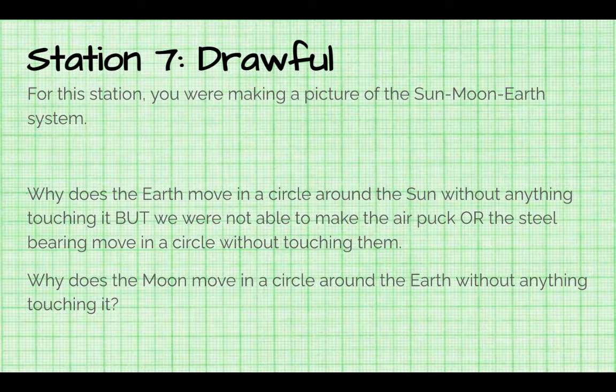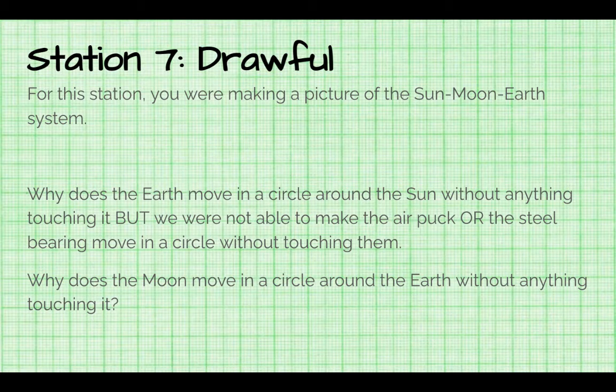For this one, Drawful, you were making a picture of the sun, moon, earth system, with the idea that the moon and the earth move in circles. So why does the Earth move in a circle around the sun without anything touching it, but we couldn't get the air puck to move in a circle without touching it, or we couldn't get the steel bearing to move in a circle without touching it? That was the one with the pie tin. Why does the moon move in a circle around the Earth without anything touching it?